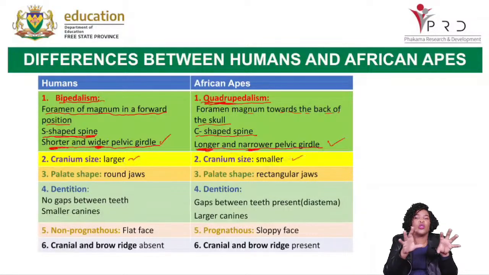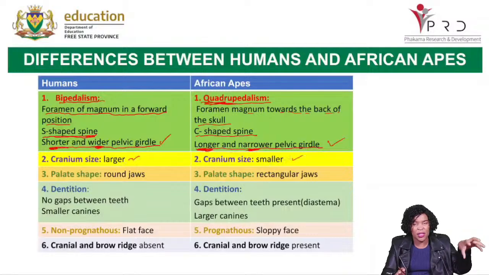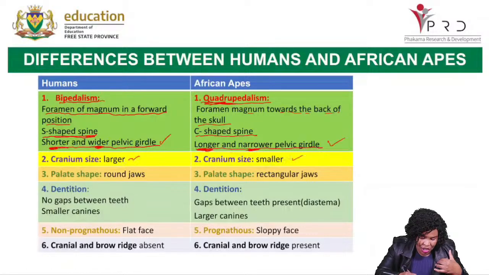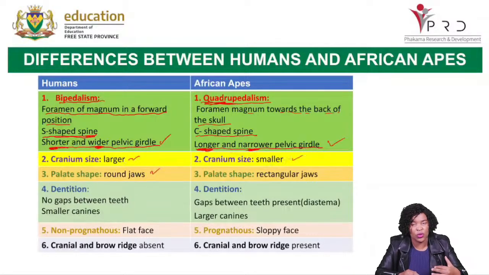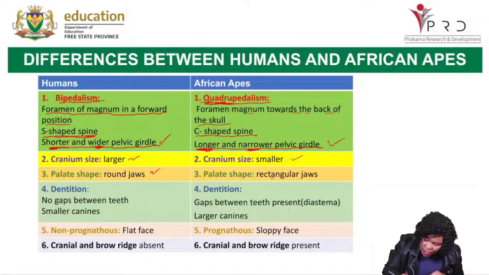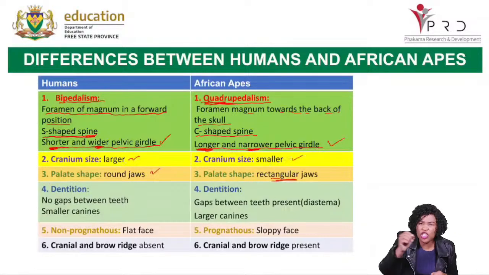So if you are given two skulls, and you want to check which one is of the human and which one is of the African apes, the one which has a large cranium is the one that is of the human. And the one that has a small cranium is the one of the African apes. And then the palate shape, it has round jaws. The one that has more rounded jaws is the one of the humans. And the one that has a rectangular jaw, you see it is very sharp, like a U shape or rectangular shape. That one will be of the African apes.